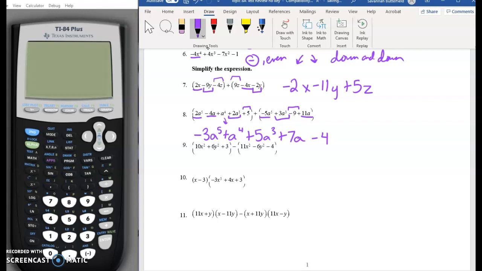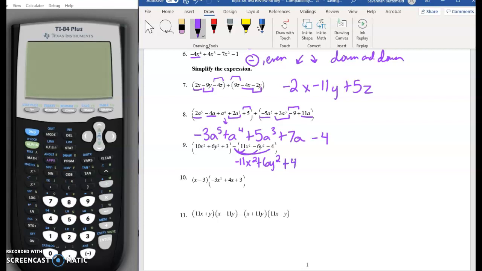Now on number 9, it wants us to subtract these two. So what I'm going to do is take this negative and distribute it into all three of my terms. That's essentially going to flip the sign of each. So positive 11x squared is going to become negative 11x squared. Negative 6y squared is going to become positive 6y squared. And negative 4 is going to become positive 4.